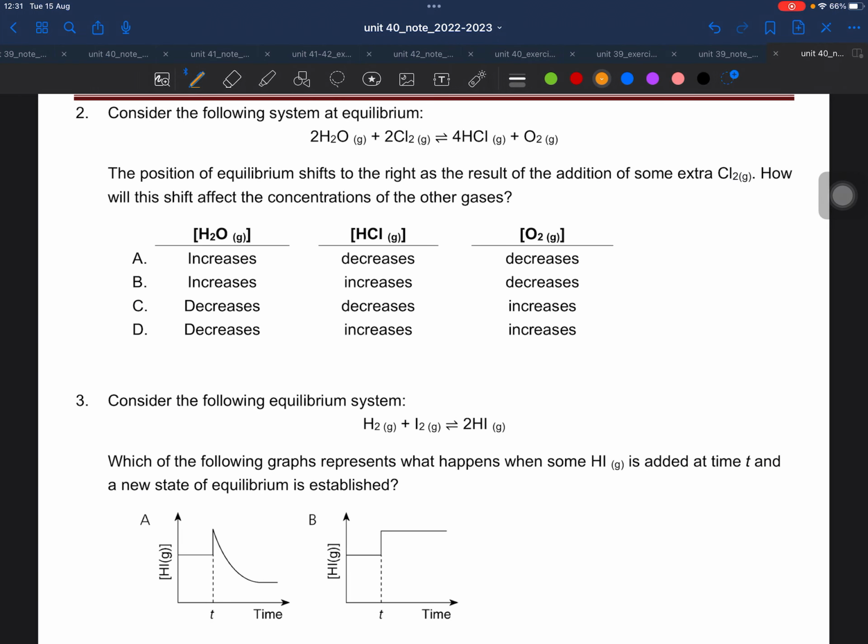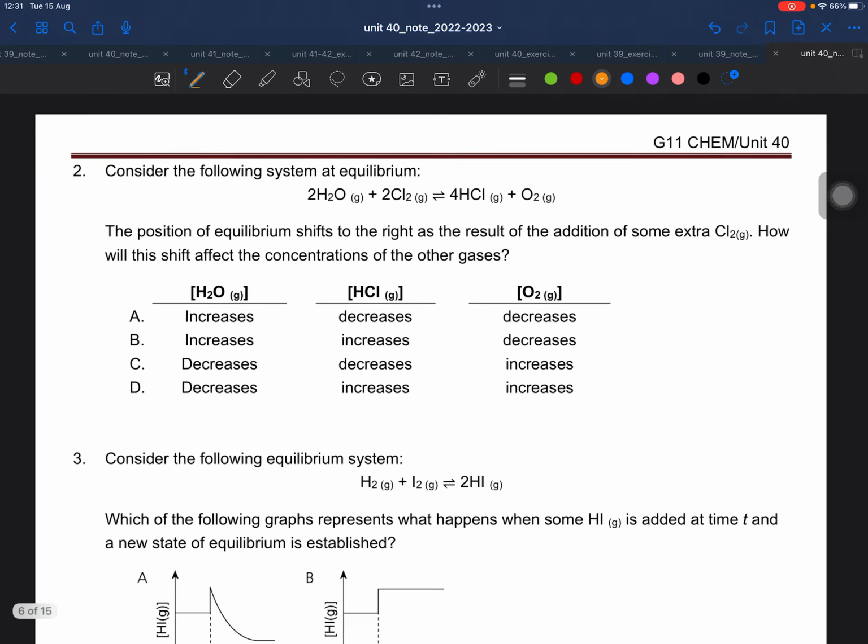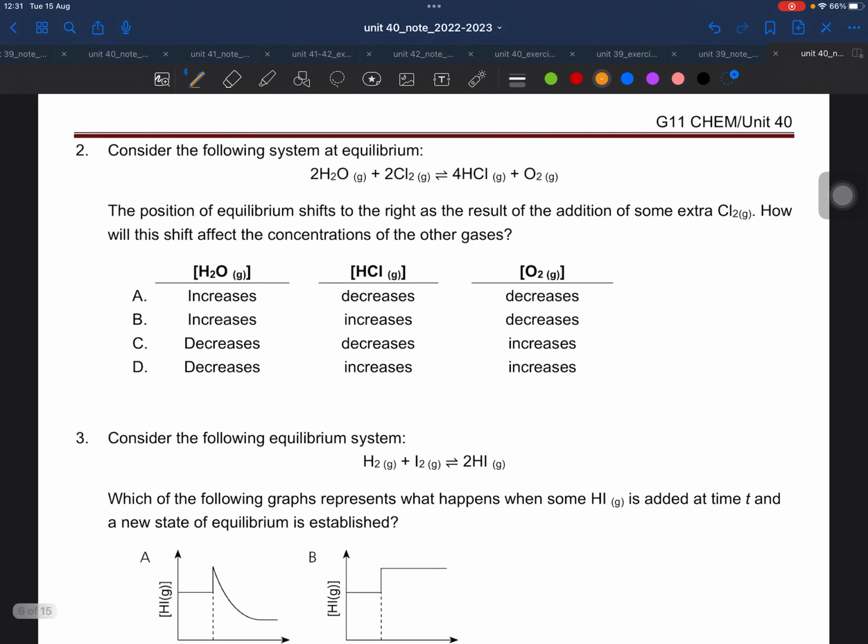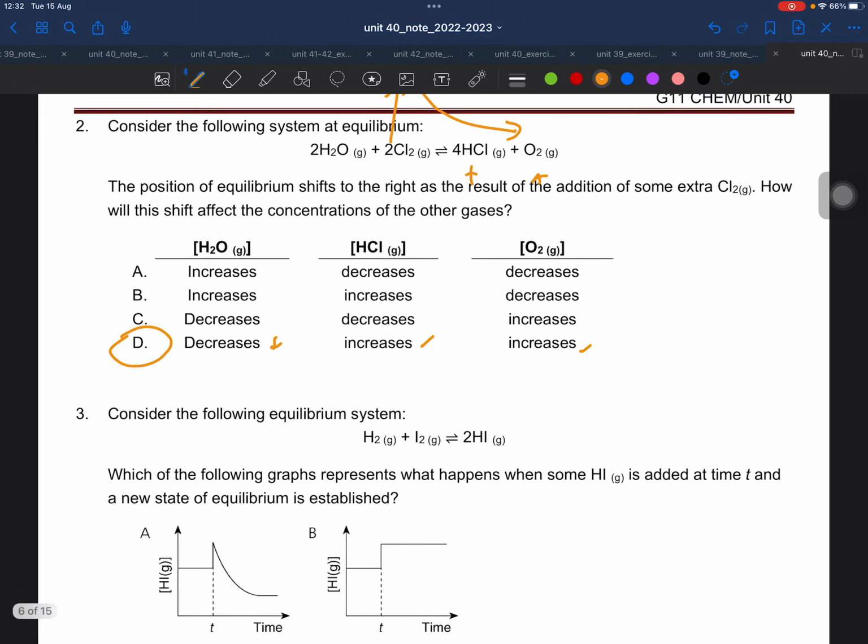And okay, so next one, again, please spend some time. Okay, let's pause the video and do it. Because the equilibrium position shifts to the right, extra HCl and O2 will be formed, so both of them should be increased and H2O should be decreased, right? So the answer is D.